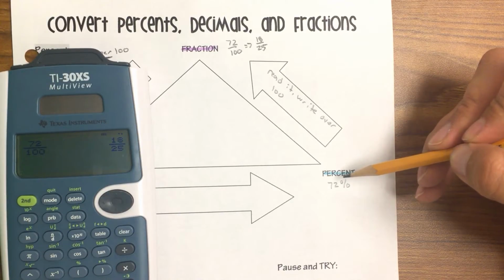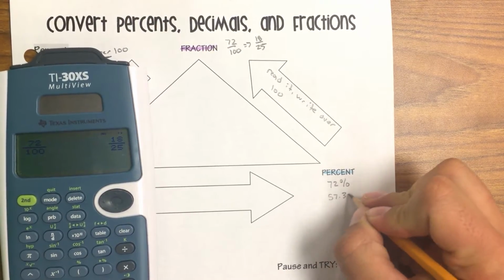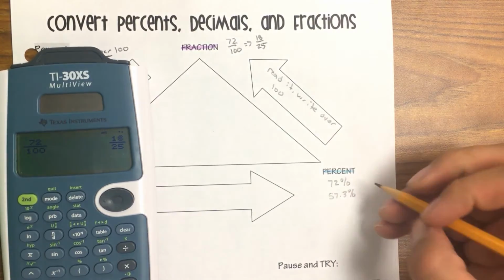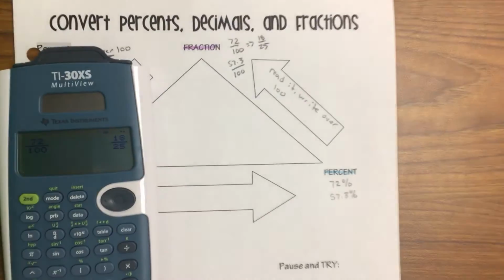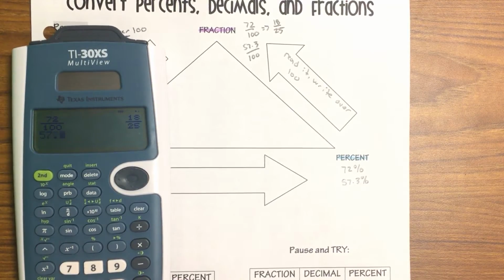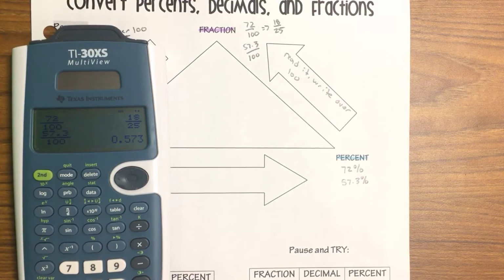Whatever's over 100. Sorry, so if I were to have something like, let's say 57.3%, I would write 57.3 over 100. So converting that, it would become 57.3 over 100. And because of that decimal, if we type it in our calculator, 57.3 over 100, it doesn't like having a decimal on top, so it's actually going to get rid of it and change it to a decimal form, but we don't want decimal form, we want fraction form.